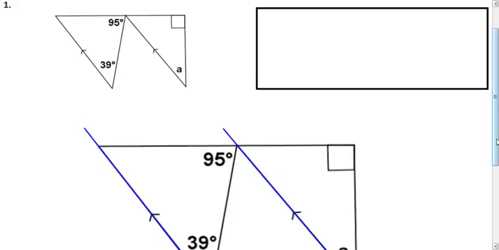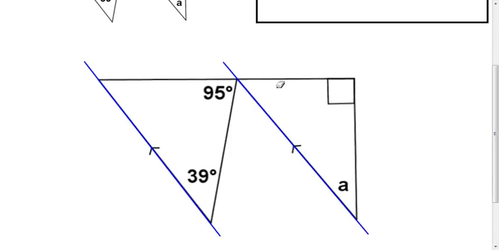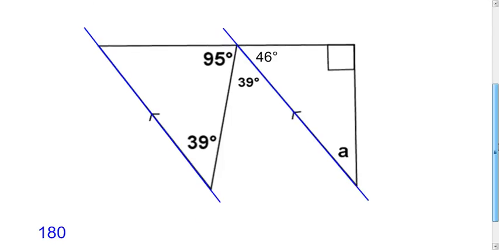So here's my diagram. I extended those parallel lines. And let's see. Well, I knew that over here, these are alternate interior angles. So this one is also 39 degrees. And we have adjacent angles that form a straight line. So these add up to 180. So that must be 46.